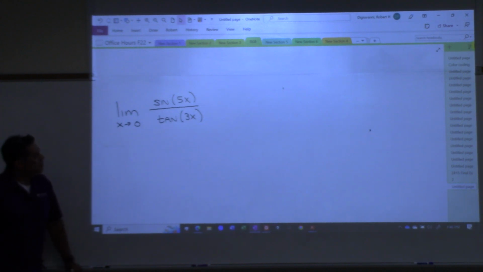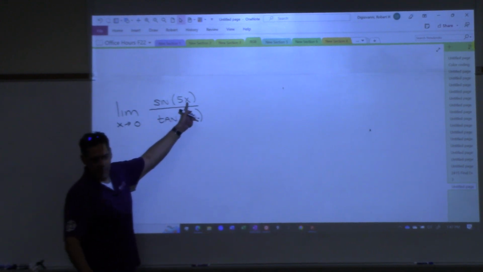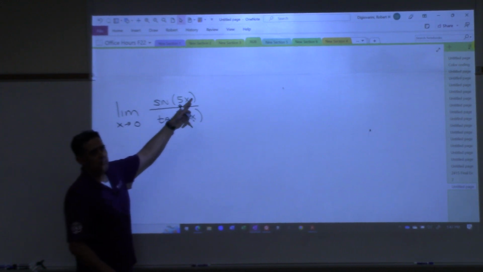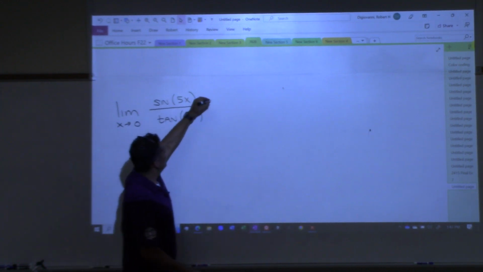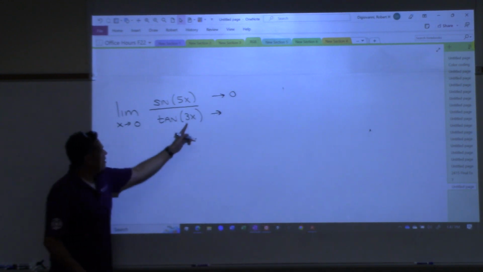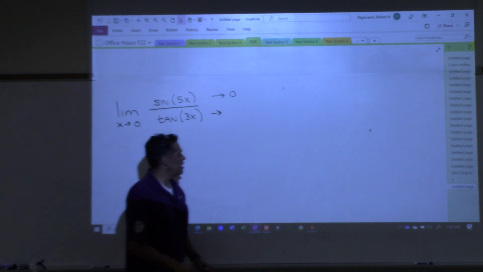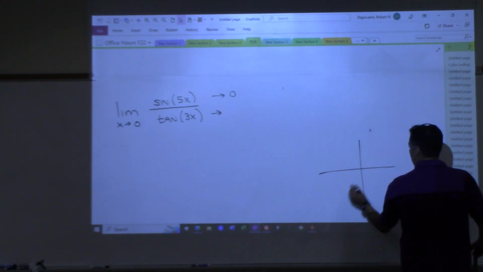So let's take a look here. We've got the limit as x goes to 0 of sine of 5x over tangent 3x. Let's just try and plug in. X goes to 0, 5 times 0 is 0, sine of 0 is 0. So the top goes to 0. The bottom, 3 times 0 is 0. Tangent of 0 is 0. But just in case you forgot, this is what tangent looks like.